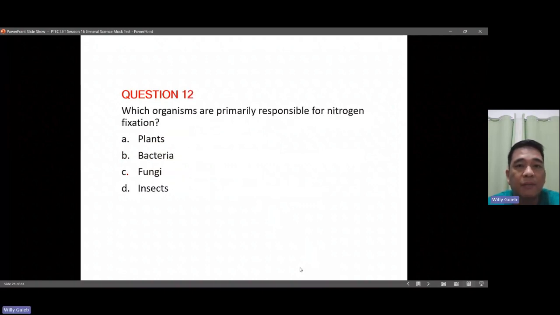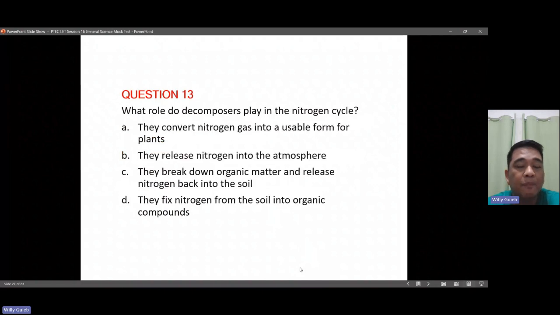Which organisms are primarily responsible for nitrogen fixation? Plants, bacteria, fungi, and insects. As I mentioned earlier, we have nitrogen fixing bacteria that can be found mostly in the roots of legumes. These are the bacteria that would convert the nitrogen into nitrates so that the nitrate can be absorbed by the plants in the form of a fertilizer.